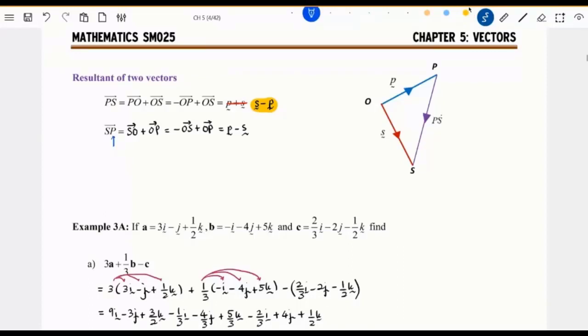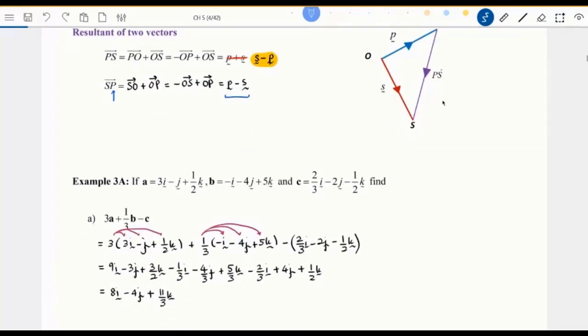It means P tolak S. Okay, so that's the easy way on how to find the resultant of two vectors. Belakang tolak depan. Jangan terbalik, mesti belakang tolak depan. Okay. So we have it, given example 3A.